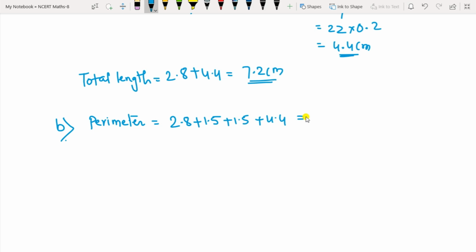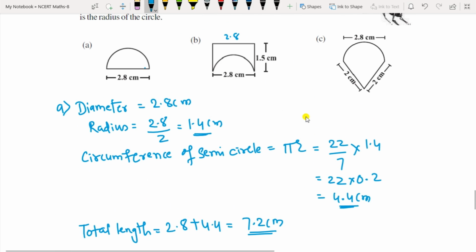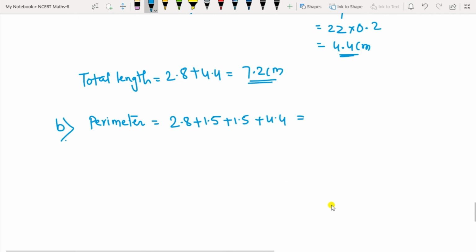Now from where this 4.4 we got? See, this is 2.8, this is 1.5, this will also be 1.5, and just now we have found the circumference of the semicircle here as 4.4. The diameter is same, that is 2.8, here also it is 2.8, so the circumference will be same, so use that only, no need to find again and again. So that is 4.4, so you get the answer as 9.2 centimeter.